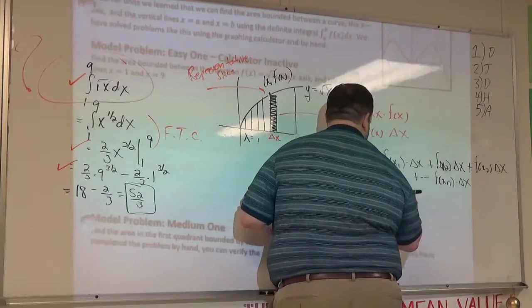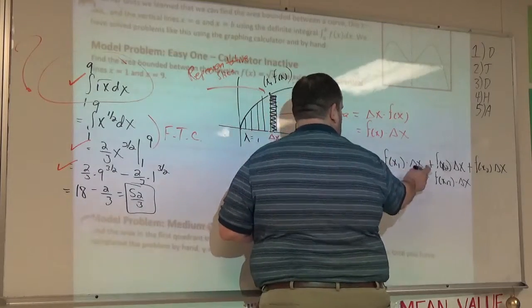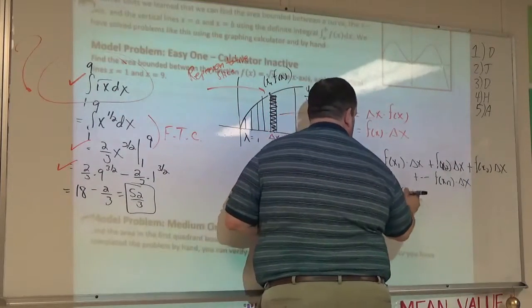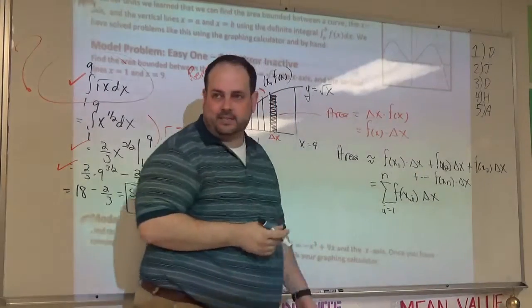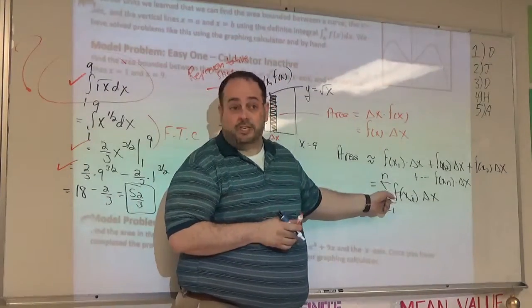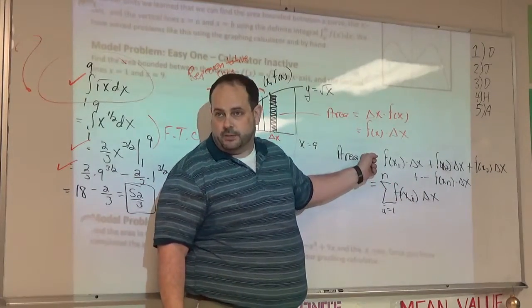We say, oh, it's f of x1 times delta x, f of x2 times delta x. They all have this form, f of x sub i times delta x. The sigma just means sum. Add them all up. Still an approximation. We're okay?